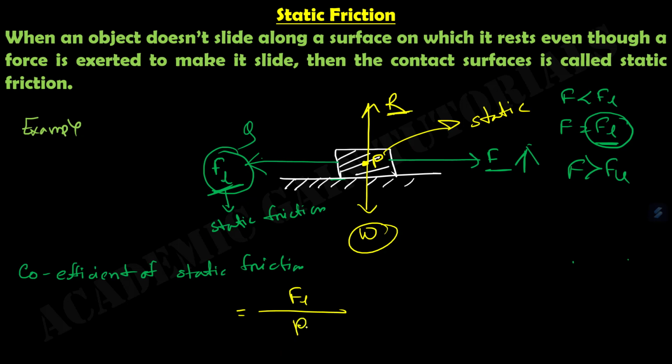The ratio of the limiting static force to the normal reaction force R is called the coefficient of static friction, and we represent it as mu of S. So mu of S means the limiting static force divided by the normal reaction force. This is known as coefficient of static friction.